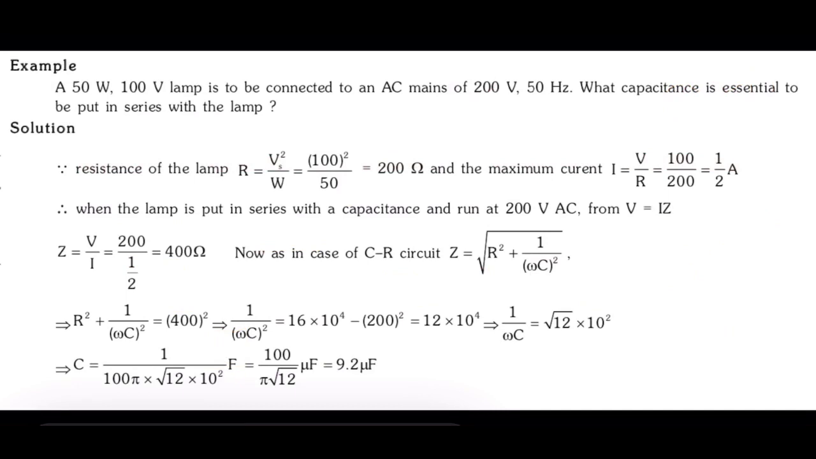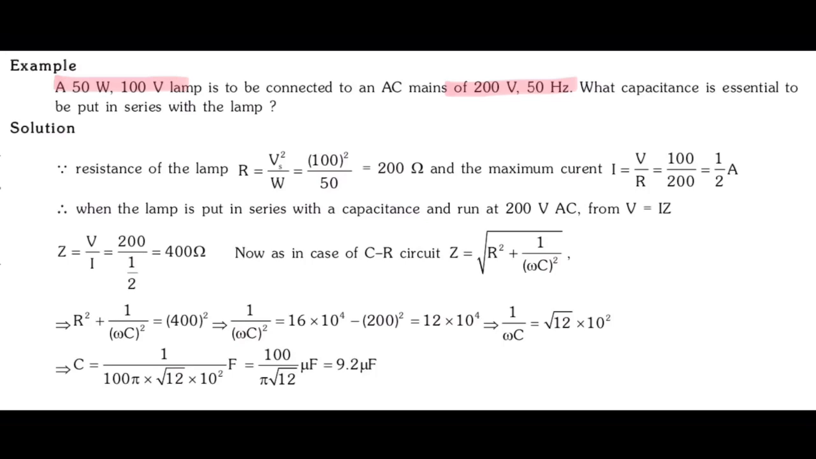In this question, let's read it out. We have a 50 watt, 100 volt lamp, let me mark that first, that is to be connected to an AC mains of 200 volt, 50 hertz. So the specification of the lamp is 50 watts, 100 volt, but it should be connected to 200 volt, 50 hertz. So definitely the voltage range is changed.